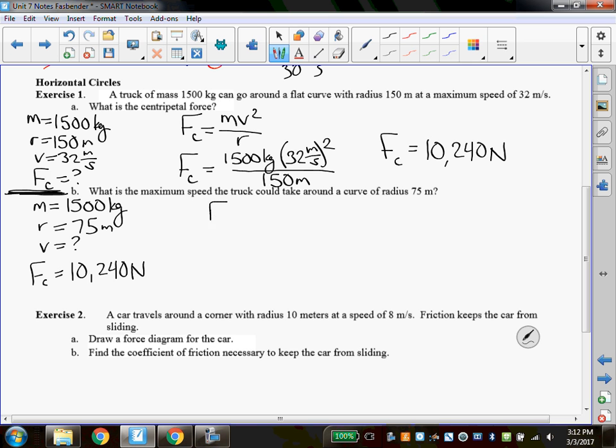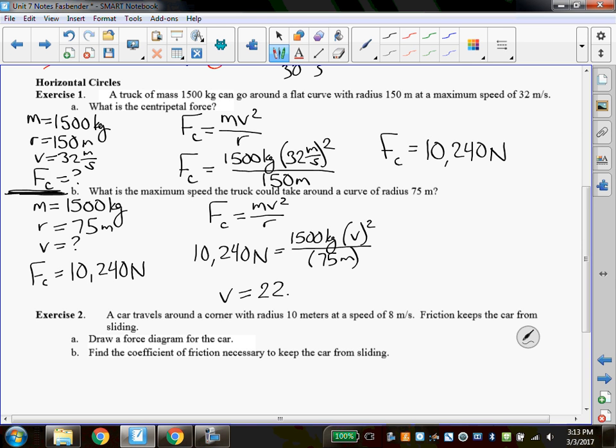This looks like another Fc equals mv squared over r problem, so we can put in 10,240 newtons equals 1,500 kilograms times our mystery V squared over 75 meters. And there's only one thing we don't know, so once we do the algebra, we can find that our maximum speed around this curve is going to be 22.6 meters per second.